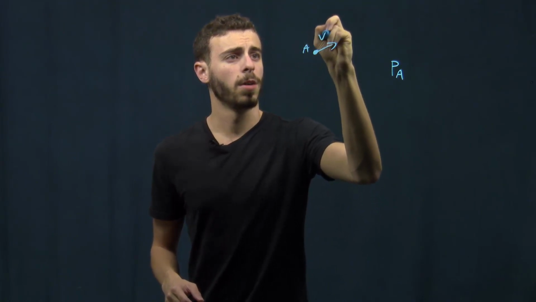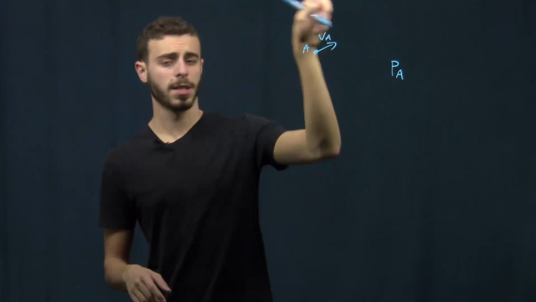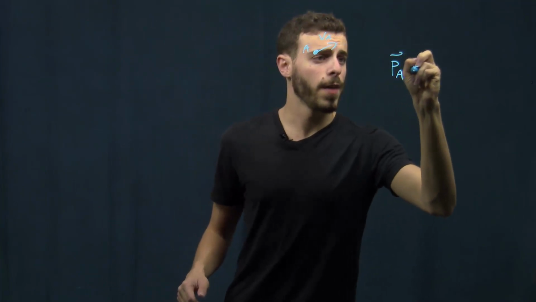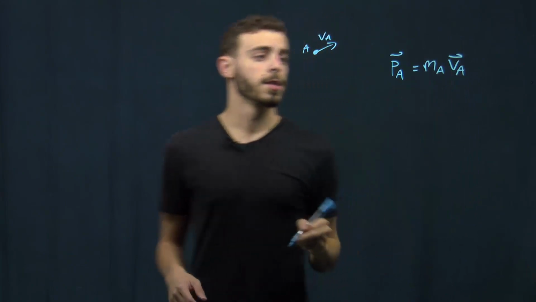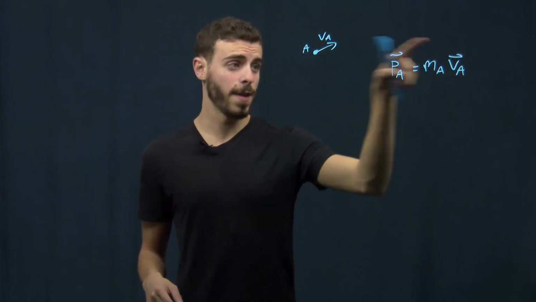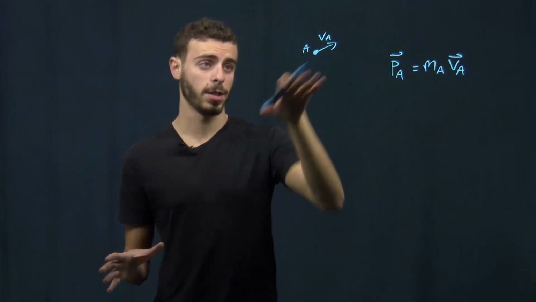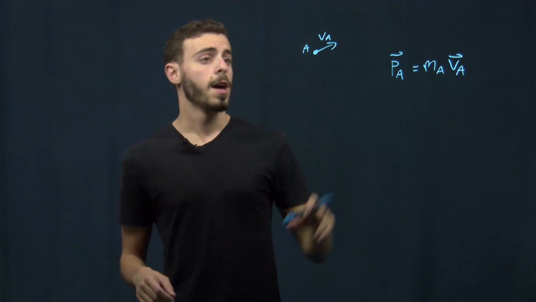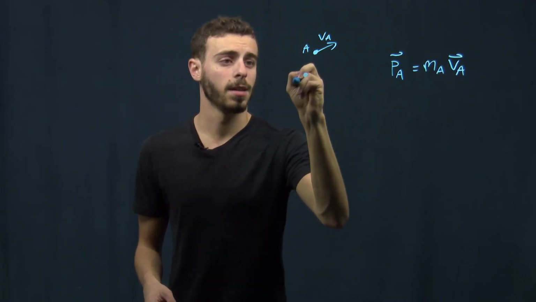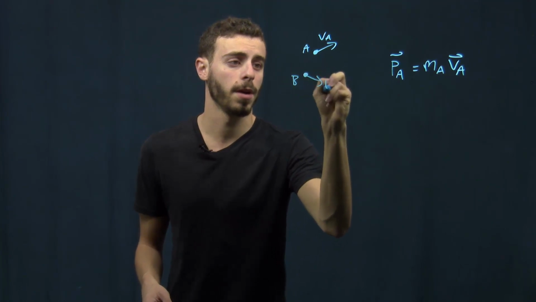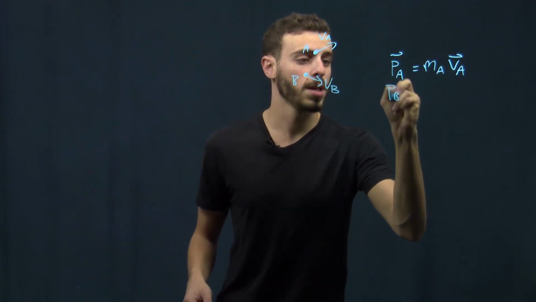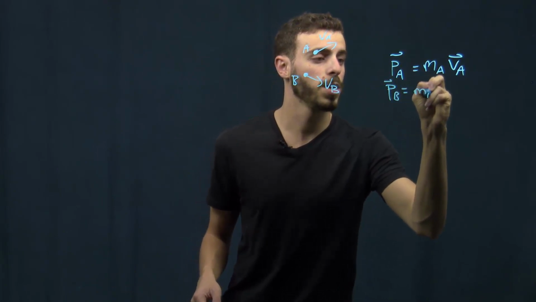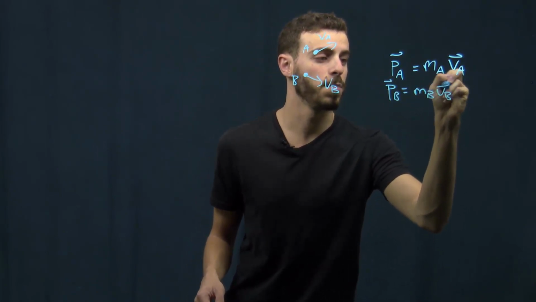If we imagine some particle A with some arbitrary velocity pointing in some direction, the momentum of that particle is just going to be its mass times its velocity. The first thing to recall is that this is a vector quantity, so we need to be careful that it has a direction as well as a magnitude. Let's say we have a second particle, which is going with some other velocity, VB. Then the momentum of particle B similarly will be mass B times the velocity of B.